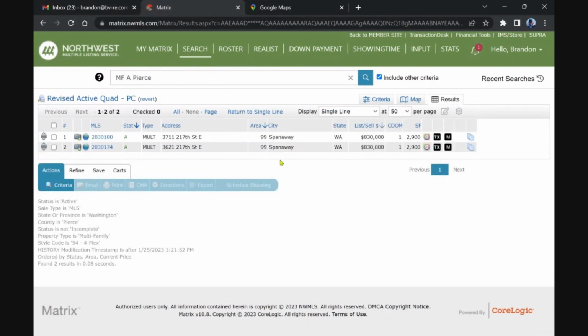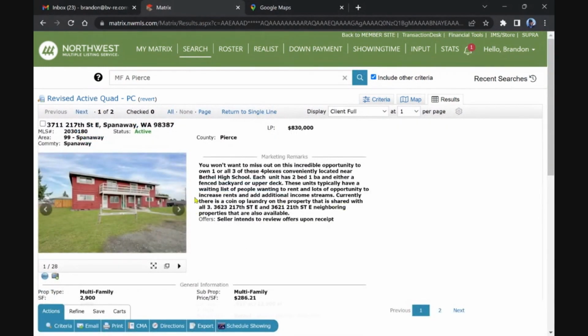Okay, these are the two down in Spanaway. Yeah, these are neighboring properties. You'll see fourplexes, and they all, let me show you the map.